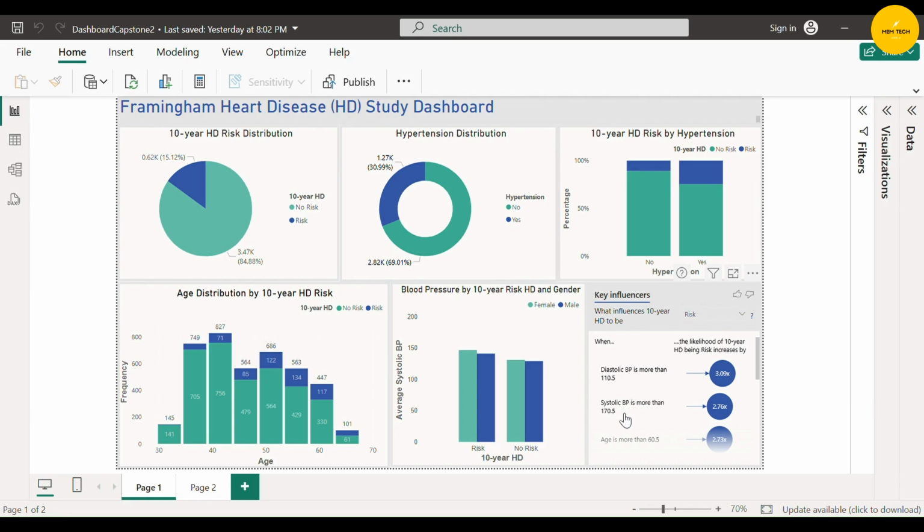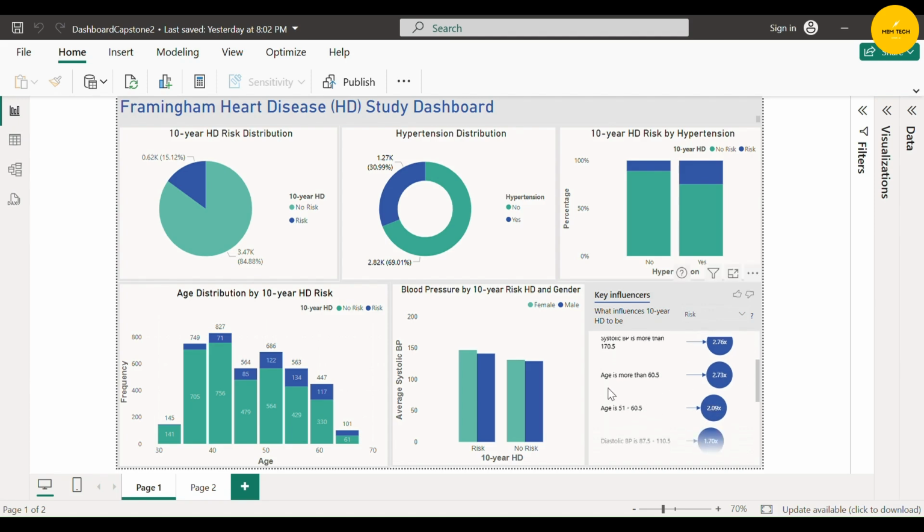So we have here that when systolic blood pressure is more than 170.5, the likelihood of 10-year heart disease risk increases by 2.76 times. So also, to understand this number, systolic blood pressure is considered normal under 120. So this is also a high blood pressure.